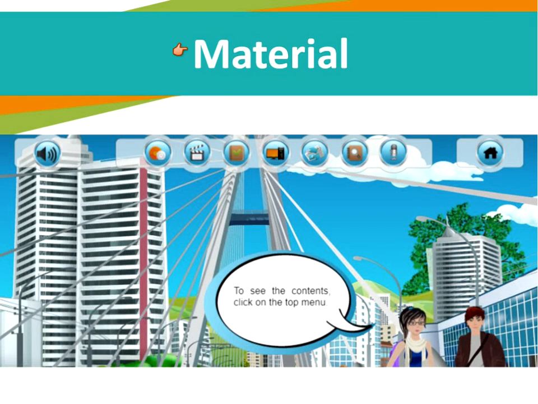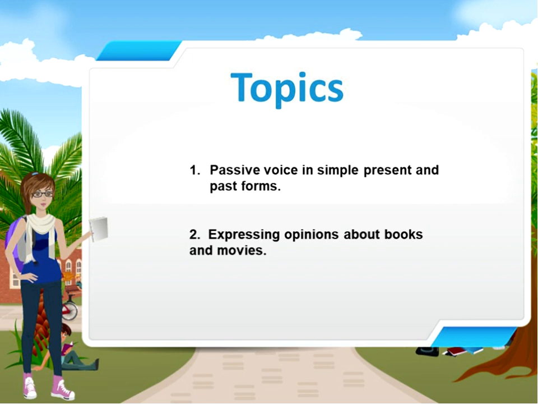This is the study material you are going to find for this activity. You have to explore all the top menu in order to know the topics, and also do some exercises that are in the last part of this material. The topics that we are going to check in this activity are the passive voice in simple present and past forms, and expressing opinions about books and movies.